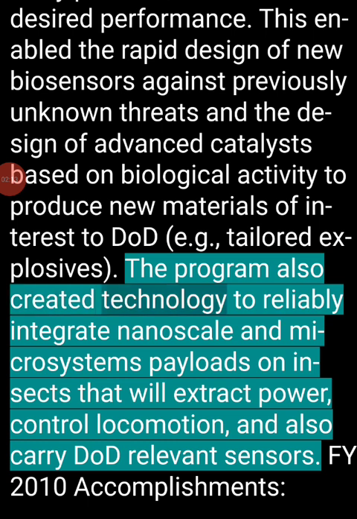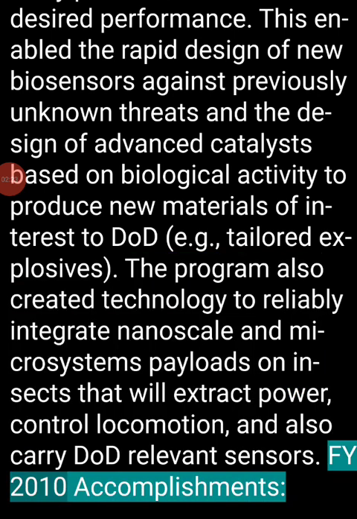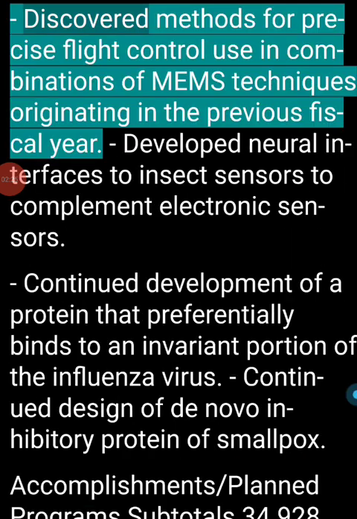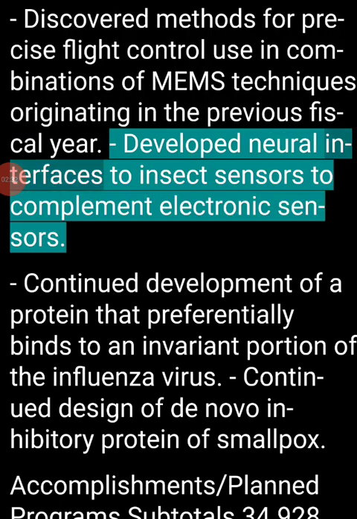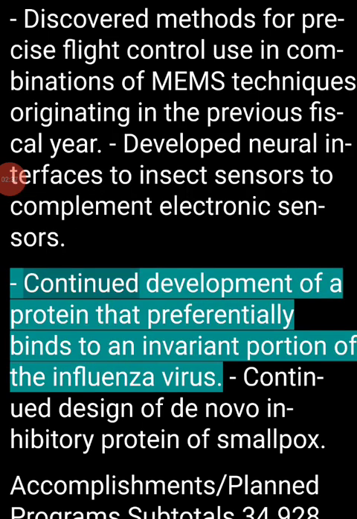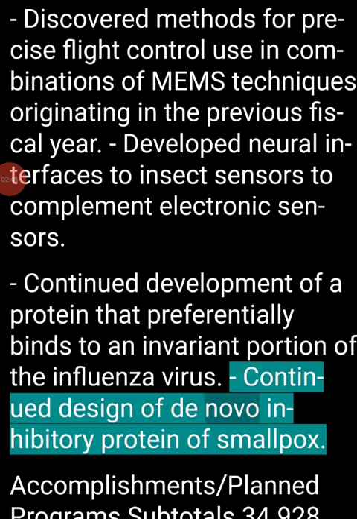The program also created technology to reliably integrate nanoscale and microsystems payloads on insects that will extract power, control locomotion, and also carry DOD-relevant sensors. FY2010 accomplishments: Discovered methods for precise flight control using combinations of MEMS techniques originating in the previous fiscal year. Developed neural interfaces to insect sensors to complement electronic sensors. Continued development of a protein that preferentially binds to an invariant portion of the influenza virus. Continued design of de novo inhibitory protein of smallpox.